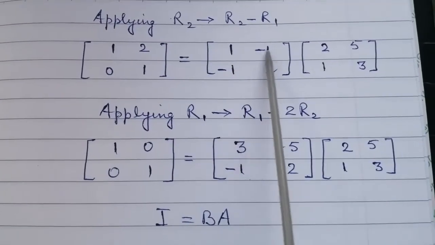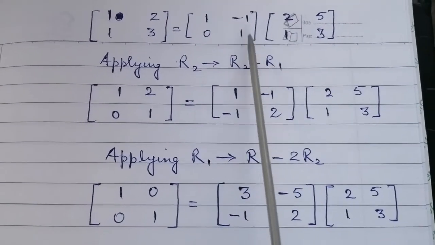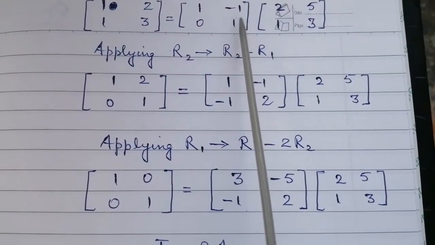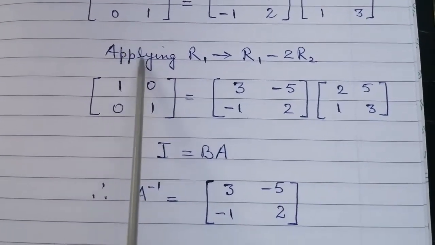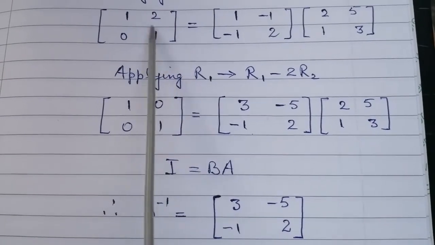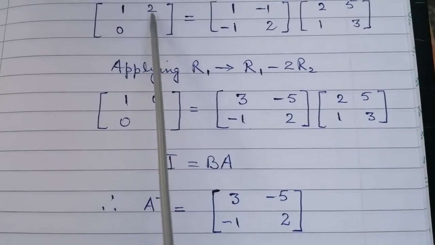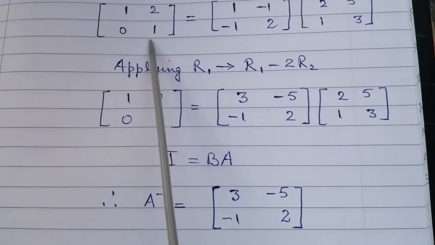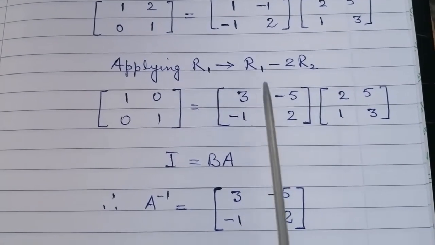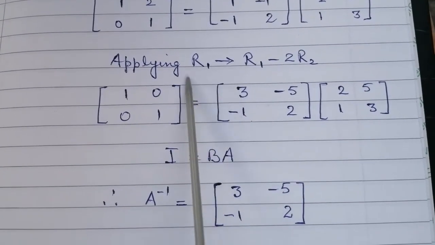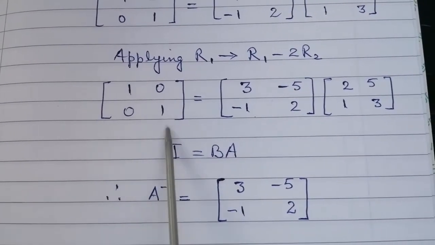So similarly, change here also R2 minus R1. So 0 minus 1 will be minus 1. 1 minus 1 will be 1 plus 1, that is 2. This matrix as it is. Now again, finally, I want to make this element 0. So how do we get 0 here? If you have 2 minus 2. So on R1 we can apply R1 minus 2R2. Fine. On R1 we are applying R1 minus 2R2. So you will get 1 0 0 1 here.